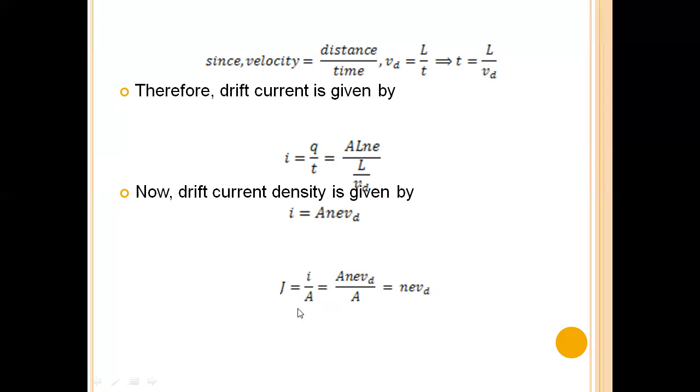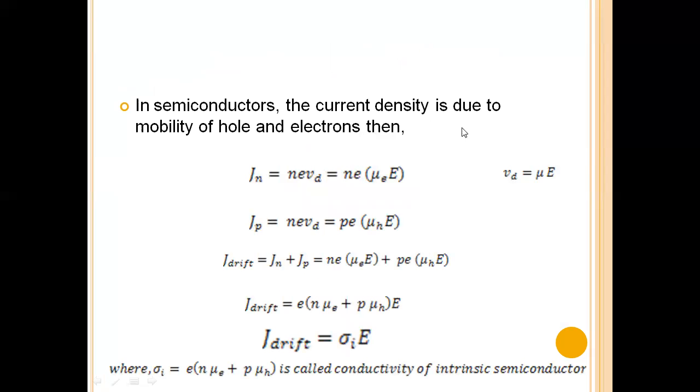Drift current density is defined as J is equal to I by A, where I is current per unit area. Current density is given by current per unit area, that is A into N E Vd by A. Cancelling area, you are left with N E Vd. In semiconductors, the current density is due to the mobility of both holes and electrons. Therefore, current density due to electrons is given by N E Vd, that is equal to N E into, well, drift velocity can be given in terms of mobility as mu into E. So N E mu E E.